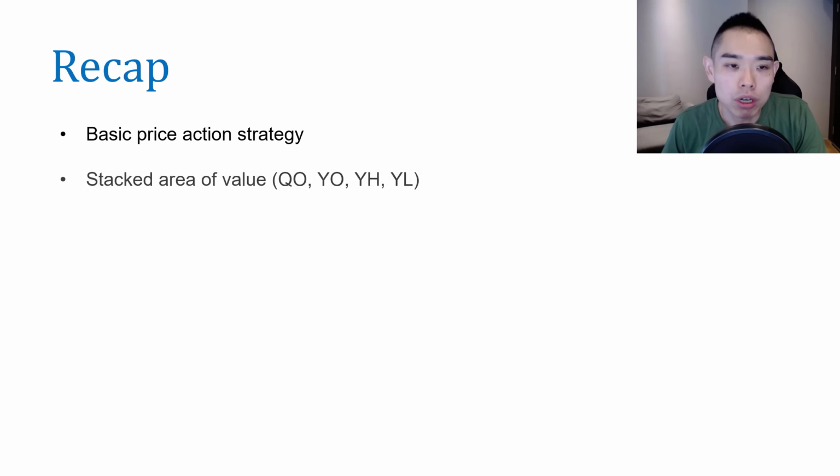Then the second part, we talk about the stack area of value using things like the quarterly open, the yearly open, the previous year highs or the previous year lows, to identify a stack area of value to help you filter out which are the higher probability areas that you want to trade off.